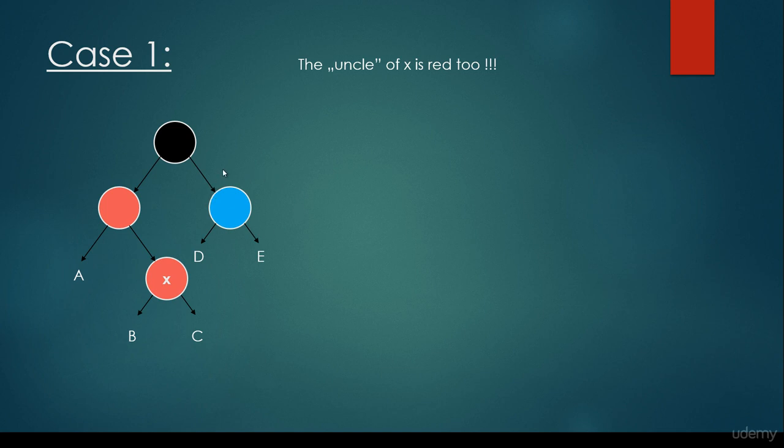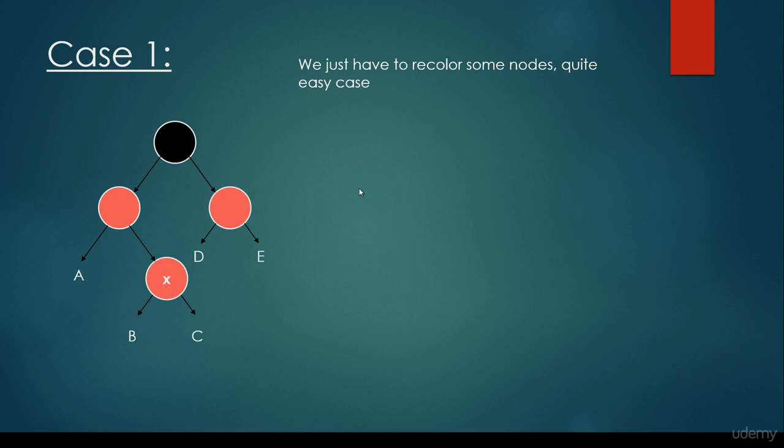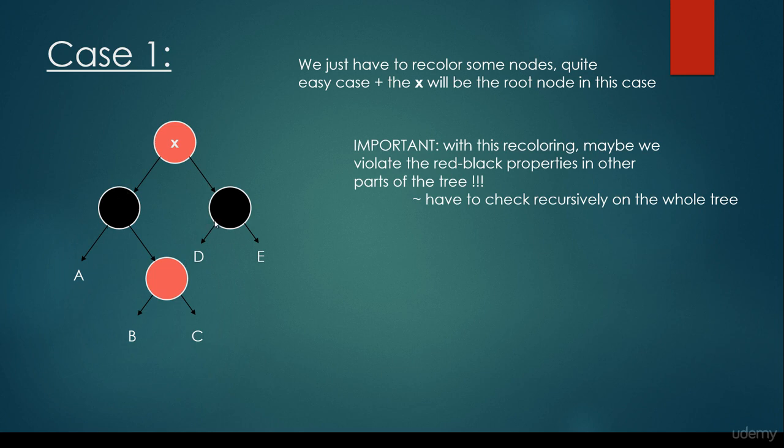And we have the uncle. The uncle of the X is red, as you can see. And it is true for the symmetric pair as well. This is the node X, and the uncle of X is this node, which has the color red. So in this case 1, the uncle is red. So we just have to recolor some nodes. It is the easiest case. We have to recolor the nodes.